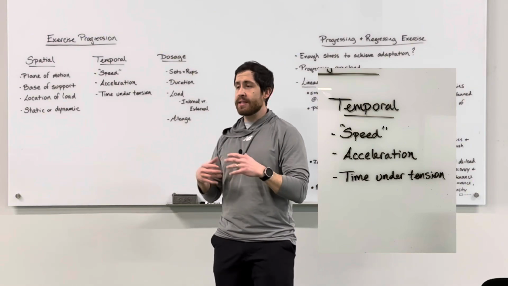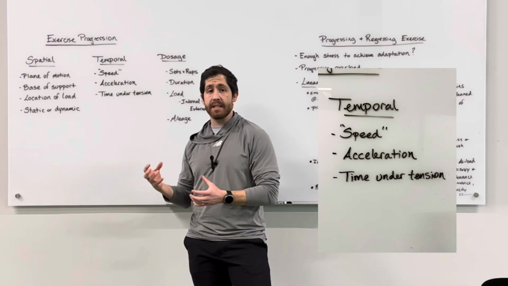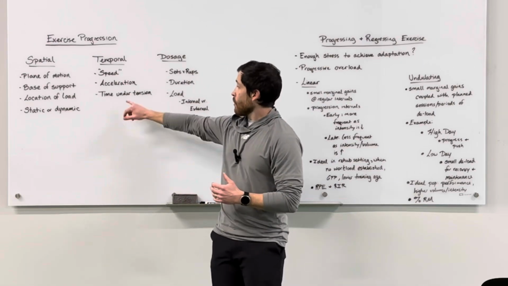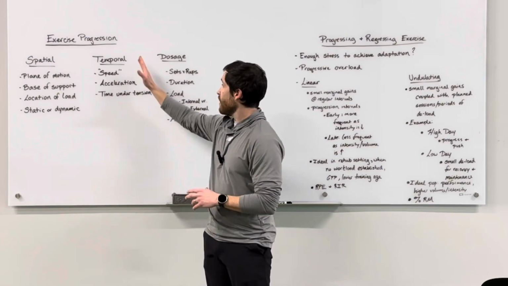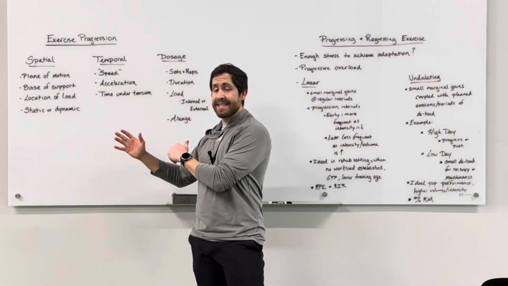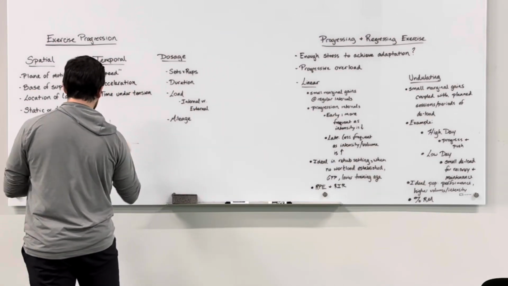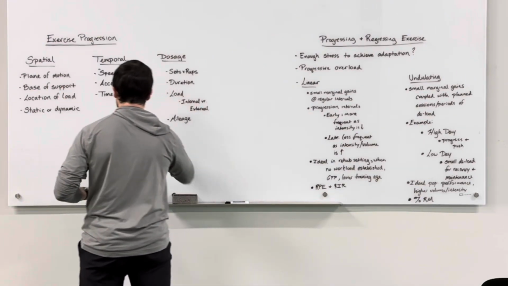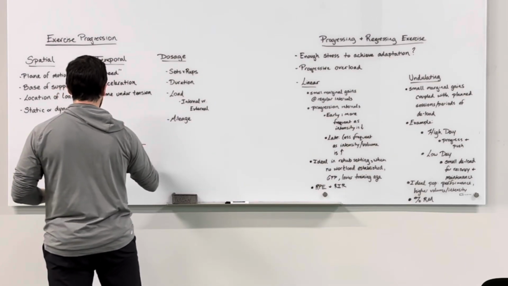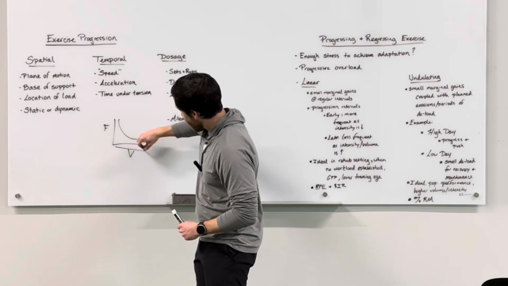With temporal, instead of thinking only of time, I like to think more of velocity, the speed of movement, or how fast somebody is accelerating or decelerating. And ultimately, we're looking at time under tension. With this dial especially, this is how you can shift something further along the x-axis when it comes to the force velocity curve. Oops, bad marker. So if we're looking at the force velocity curve, and what typically looks like this, we're looking at the x-axis right here.